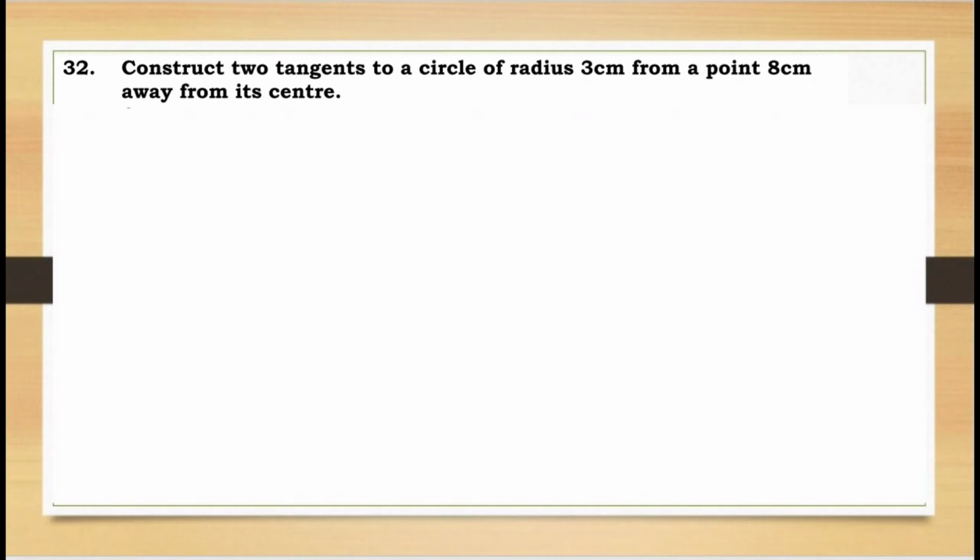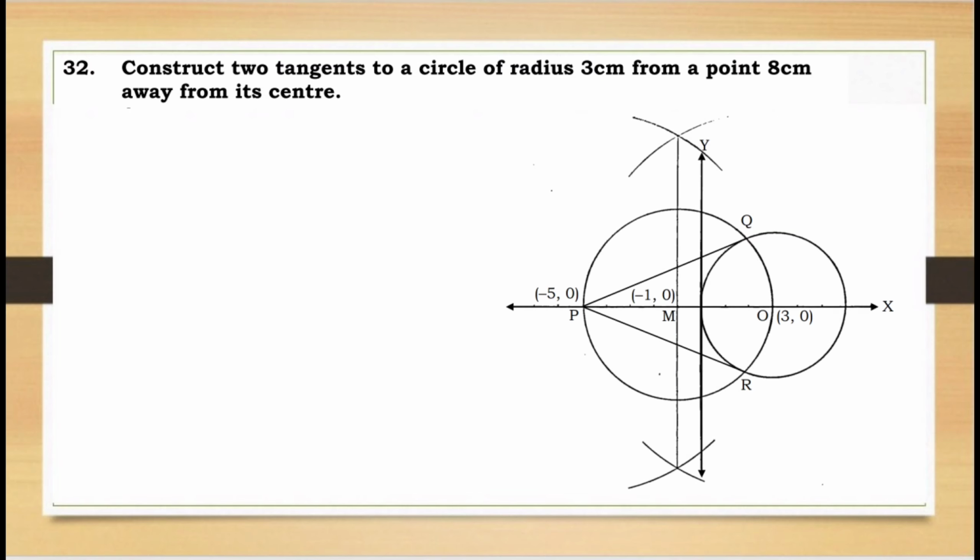32nd question is, construct 2 tangents to a circle of radius 3 cm from a point 8 cm away from its center. Now, let us draw the coordinate axis. Given that the radius of the given circle is 3 cm. Therefore, locate the point 3, 0 on the x-axis and by taking 3, 0 as a center, draw the circle of radius 3 cm. Now, locate the point -5, 0 on the negative x-axis and name it as point P, such that the distance between P and O will be 8 cm.